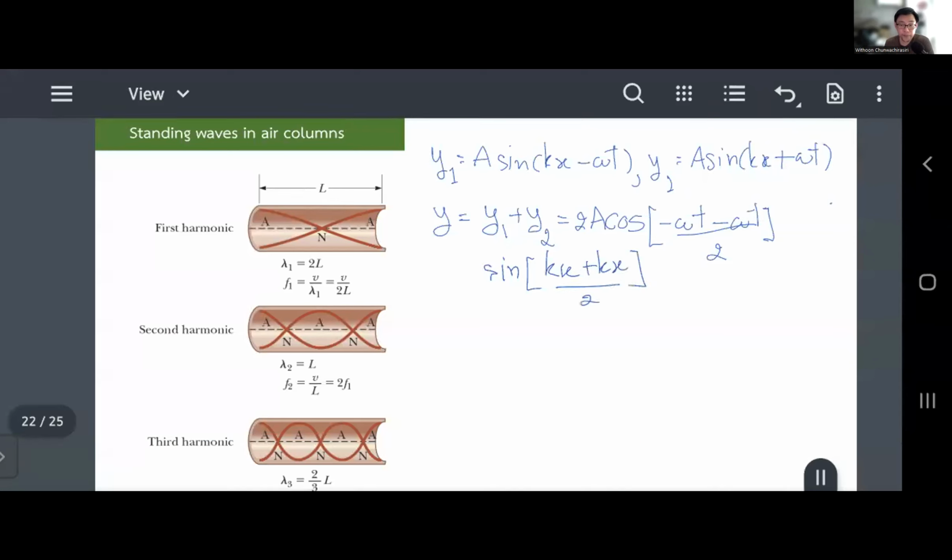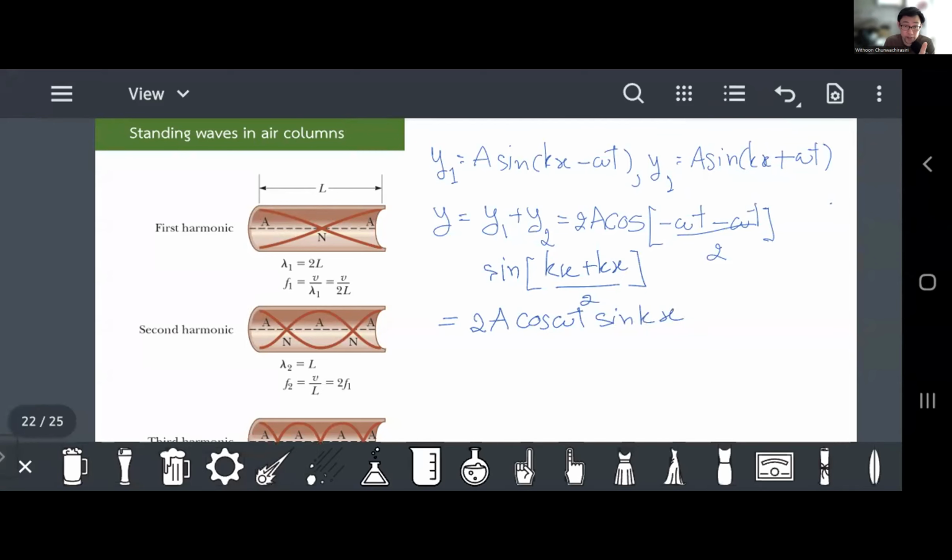Okay, very good. All right, now let me rearrange this final form to make it nice and neat one more time. So it looked like this: 2a cosine. Now I don't care if it's a negative omega t or positive omega t, they look the same. So just take omega t, sine kx. What do you see?